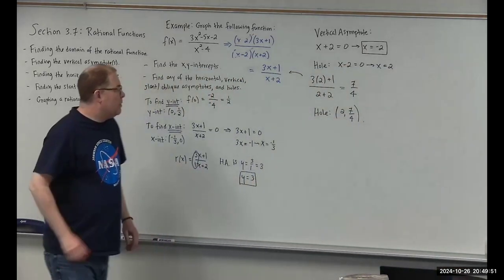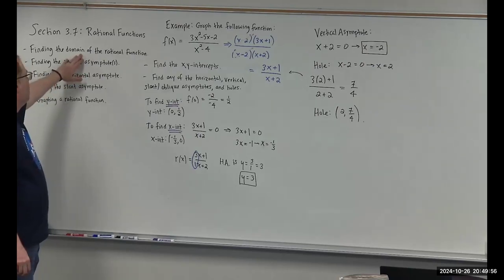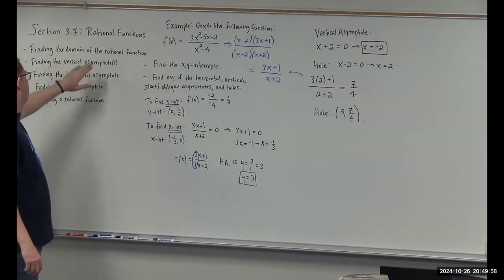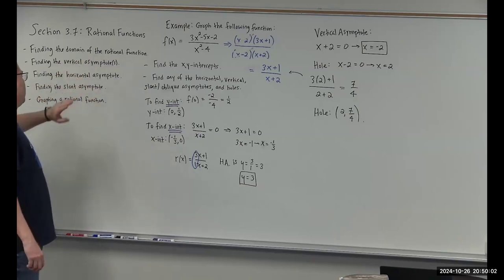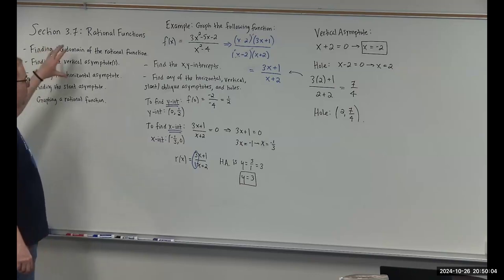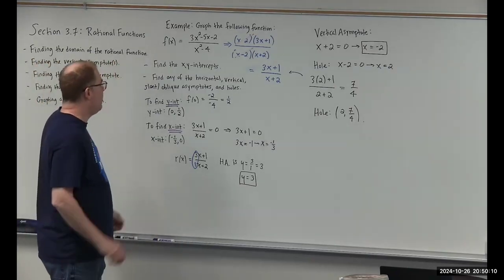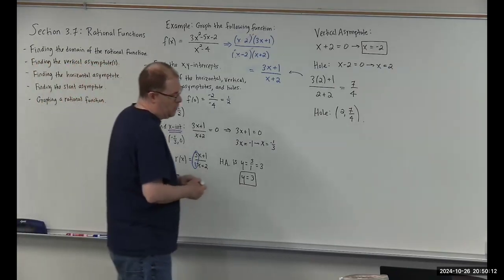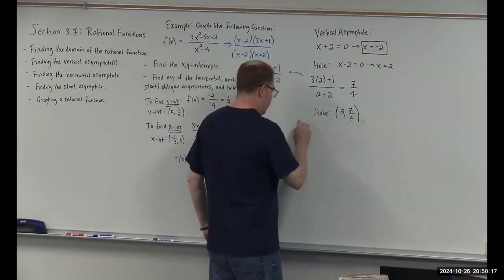So that's about it. We looked at how to find the domain of the function, how to find the vertical asymptote, how to find the horizontal asymptote, how to find the slant asymptote, and basically we can use all these ideas to graph a rational function. Oh, by the way, going back to this graph, what would be the domain here?